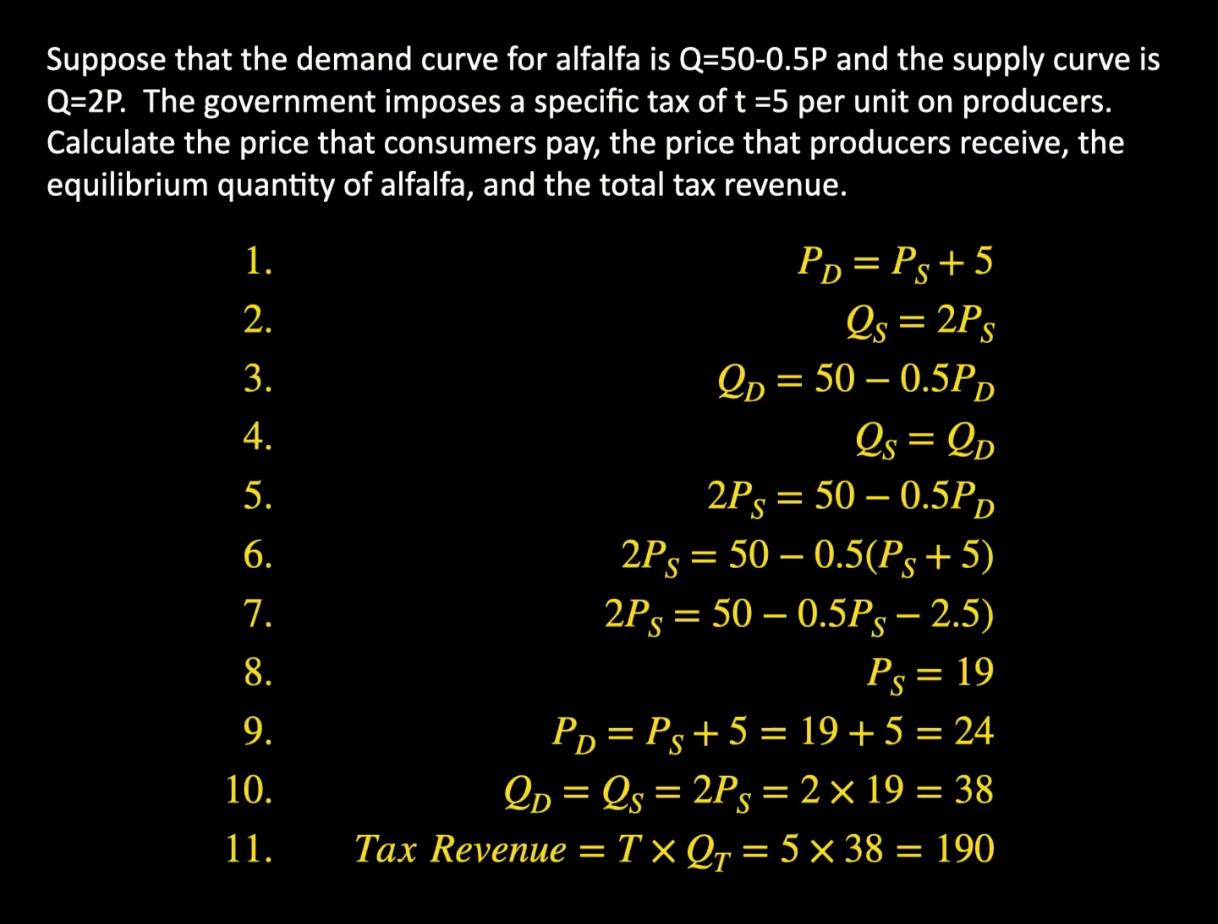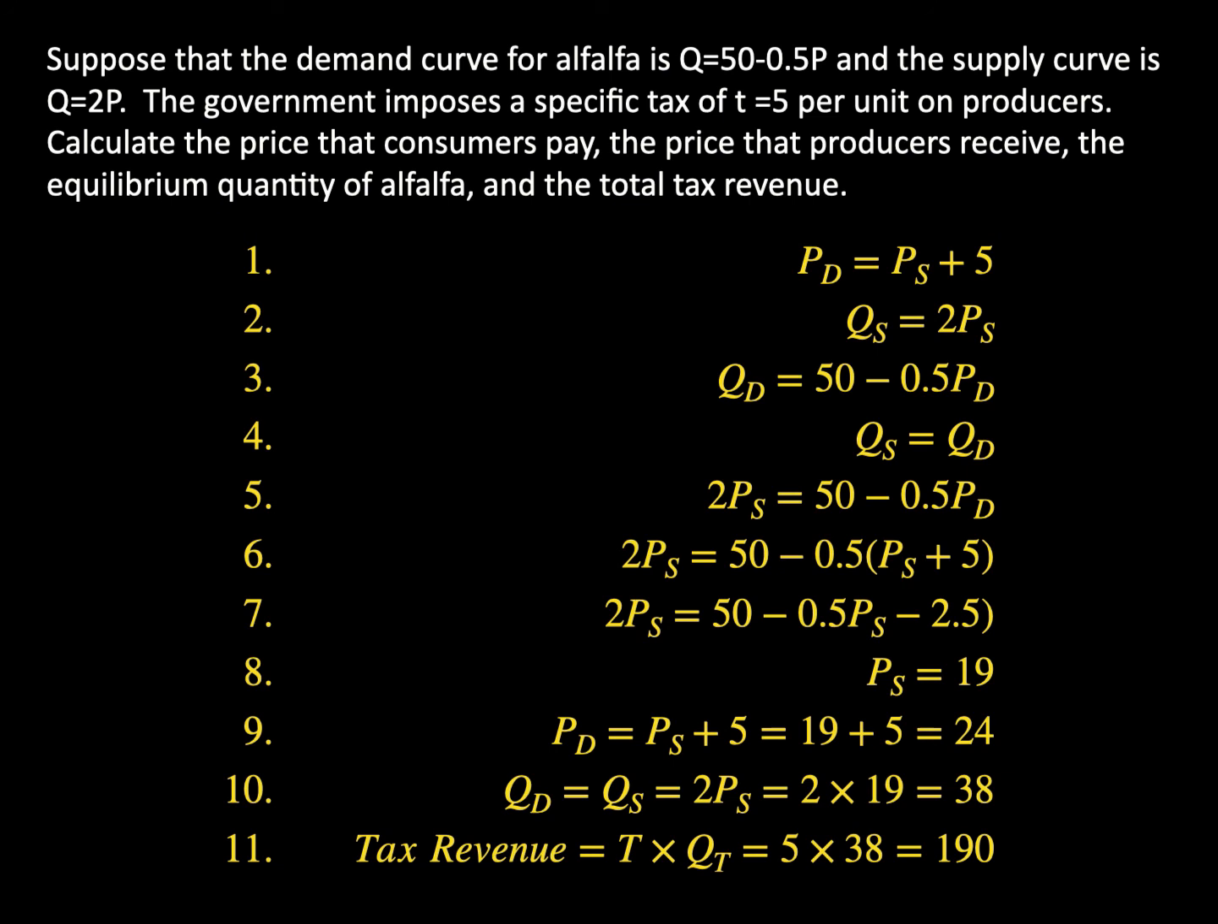The first equation is the tax wedge equation. It shows that since there is a $5 tax, consumers pay $5 more than producers receive. Equation 2 is the supply equation, and equation 3 is the demand equation. We are interested in finding the price consumers pay and the price producers receive that will put the market in equilibrium where quantity supplied equals quantity demanded.